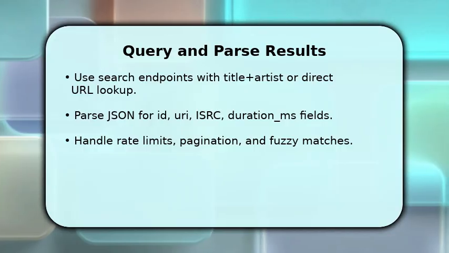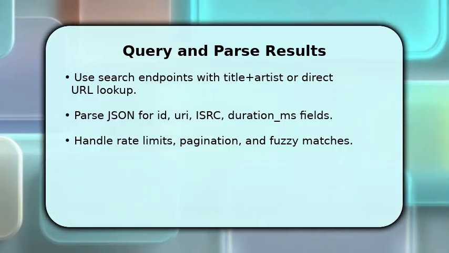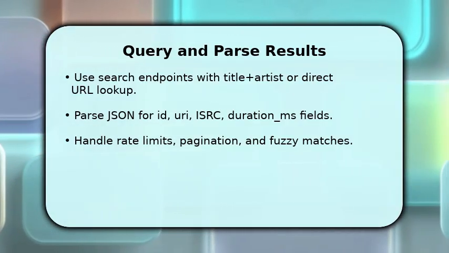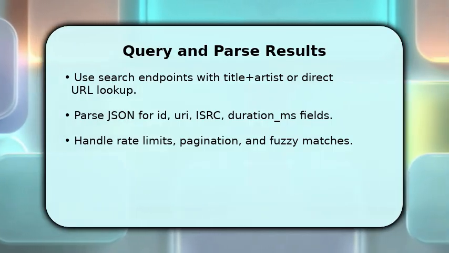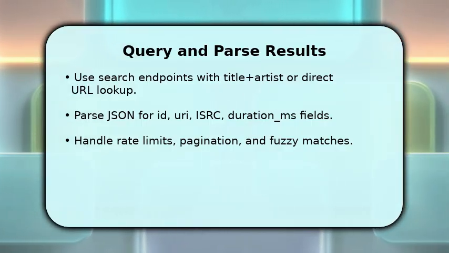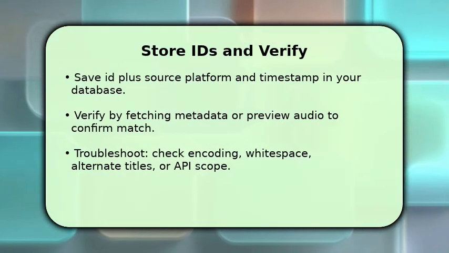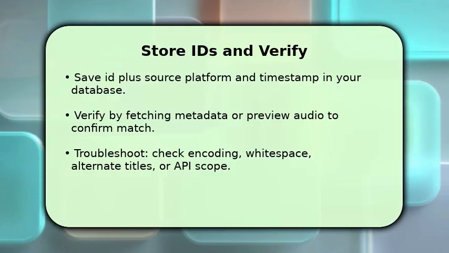If you get multiple results, apply a matching heuristic. Compare durations within a few seconds and check album or label to avoid false positives. Also implement retry and backoff to respect rate limits so your process stays reliable. You finalize by saving the resolved ID along with the platform tag and a timestamp so you can trace provenance.